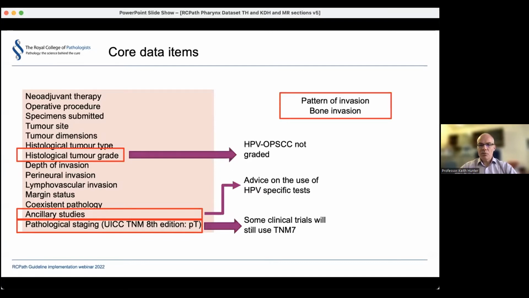The pattern of invasion was something which was removed, and we discussed this at some length. But as was noted in terms of the depth of invasion section, as you will see in the current and new dataset, the evidence related primarily to the oropharynx and to the nasopharynx was very limited indeed. And so we agreed with the ICCR decision to remove that as a core data item from the current dataset. One thing which we did not agree with was removal of bone invasion completely from the ICCR dataset. As we will see in a minute, bone invasion is a key part of staging in the nasopharynx, and so we felt that this should be re-added as a non-core data item.